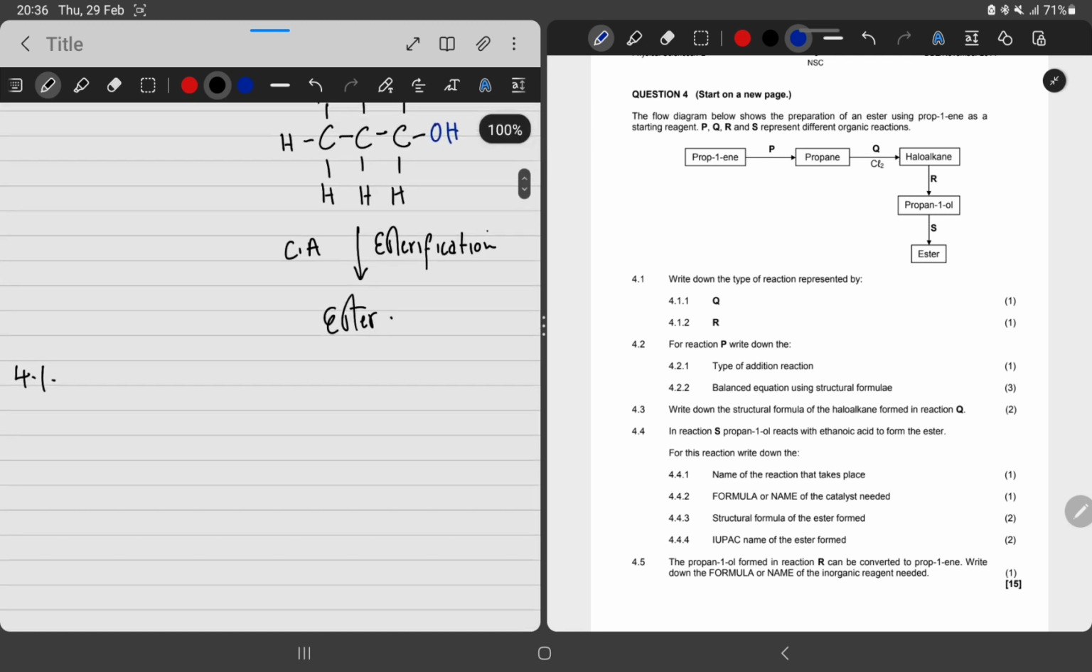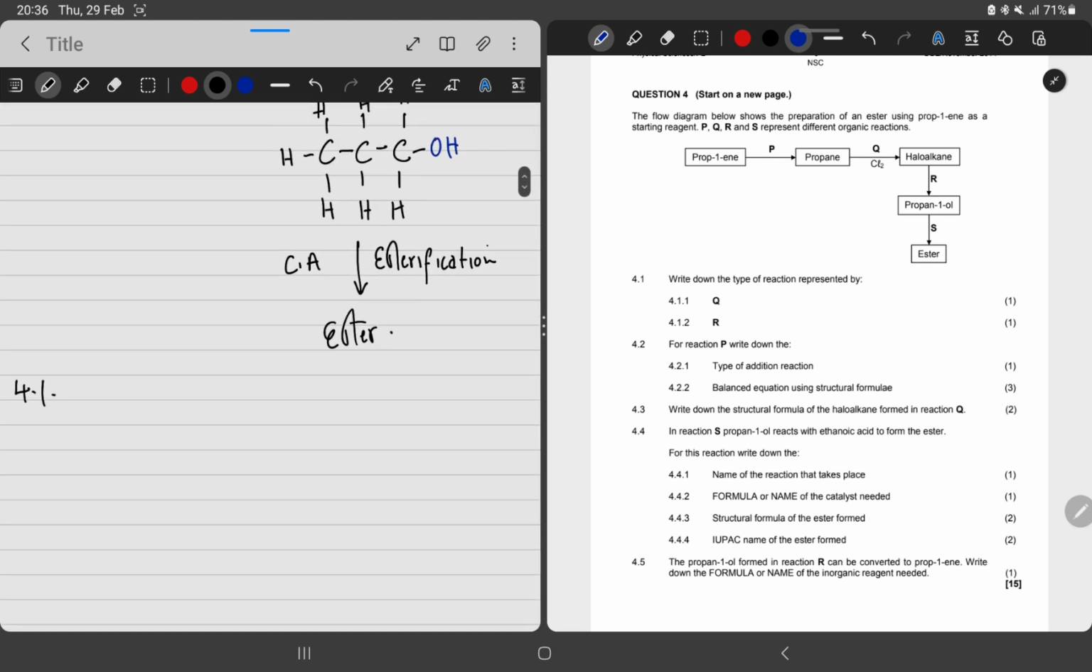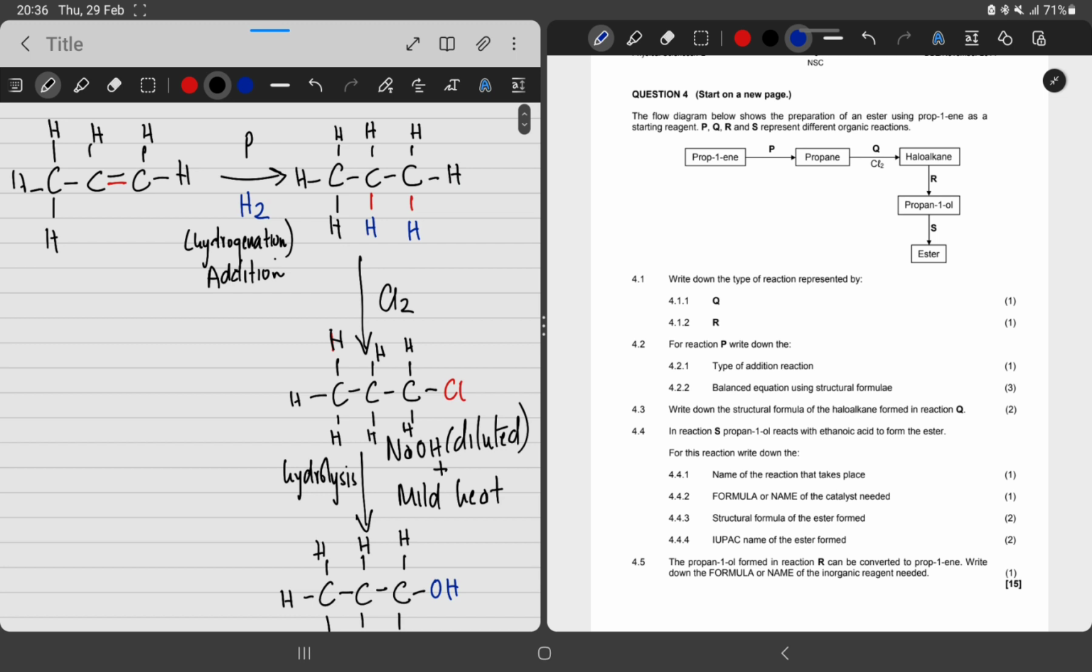4.1. Write down the type of reaction represented by Q. We said that we are moving from an alkane to produce what's the corresponding haloalkane. Okay, so you can see that here we have substituted that hydrogen for the chlorine. So that is a substitution reaction.